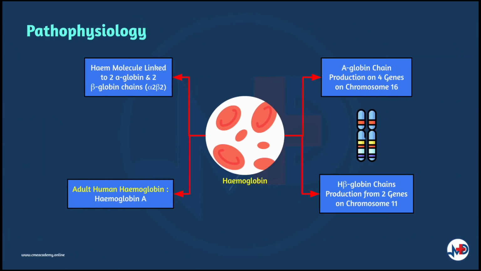Before we dive into the pathophysiology of thalassemia, let's understand more about hemoglobin. The normal adult hemoglobin that is produced after birth is hemoglobin A. This hemoglobin consists of heme molecules linked to two alpha globin and two beta globin chains, which is known as alpha 2 beta 2, with the alpha globin chain production dependent on 4 genes on chromosome 16 and the beta globin chain production arising from 2 genes on chromosome 11.